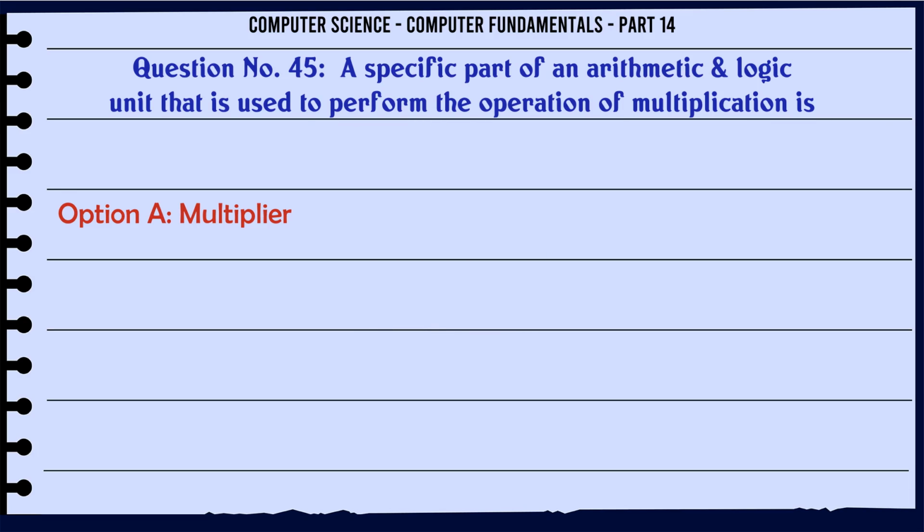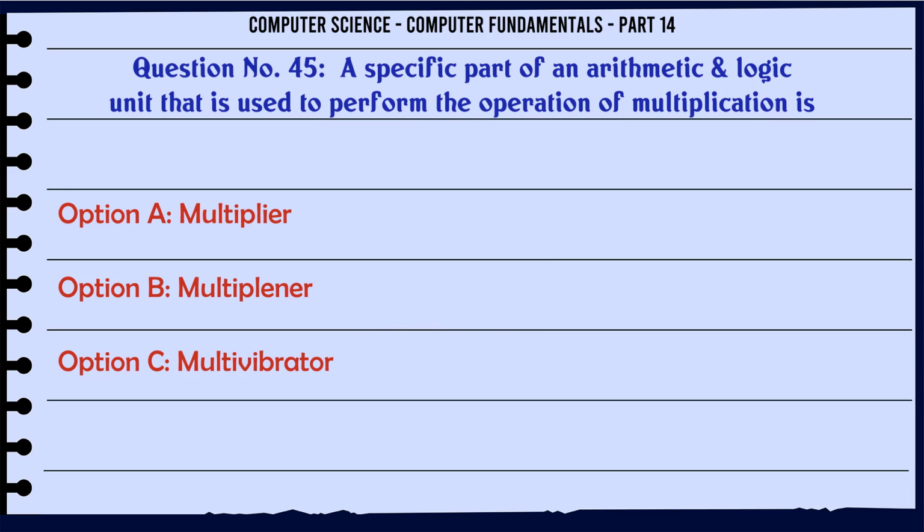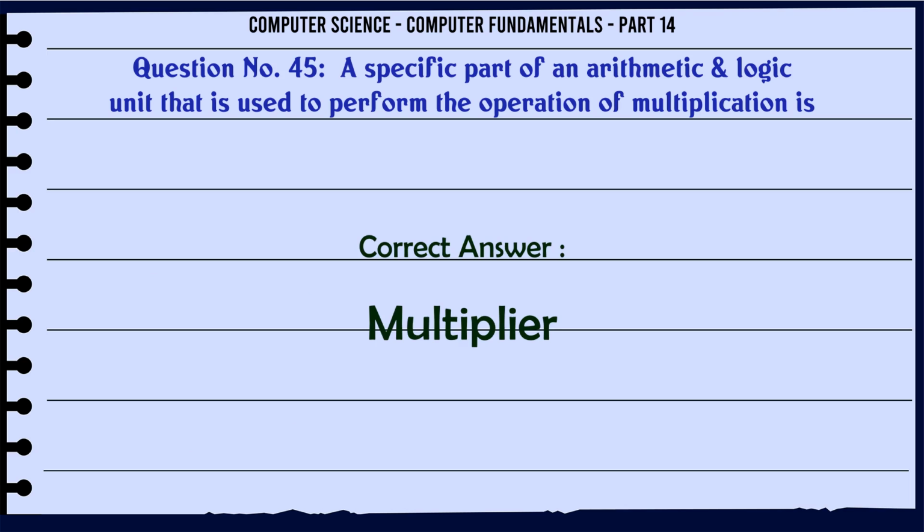A specific part of an arithmetic logic unit that is used to perform the operation of multiplication is A. Multiplier. B. Multiplanar. C. Multivibrator. D. Quantization. The correct answer is multiplier.